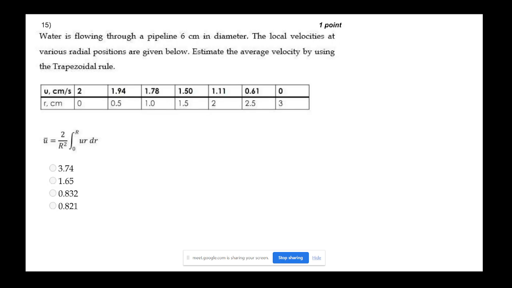Now, water is flowing through a pipeline 6 centimeter in diameter. The local velocities at various radial positions are given below. Estimate the average velocity using the trapezoidal rule. So the integral is nothing but the average velocity, and its formula is 2 by r square, where r square is the square of the radius. You are given the diameter, so r will be nothing but 3 centimeter, integral 0 to r of u r dr.